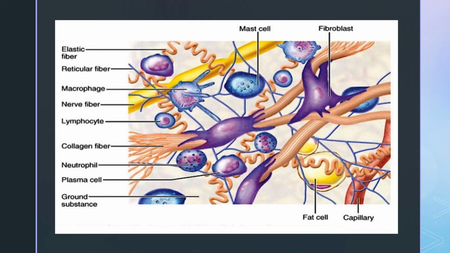The first type of connective tissue is areolar connective tissue. It is the most widely spread connective tissue which is present in our body. Okay, and this areolar connective tissue also forms the subcutaneous layer of the skin. It has many types of cells like the fibroblast cells, mast cells, macrophages, plasma cells, adipocytes or fat cells.